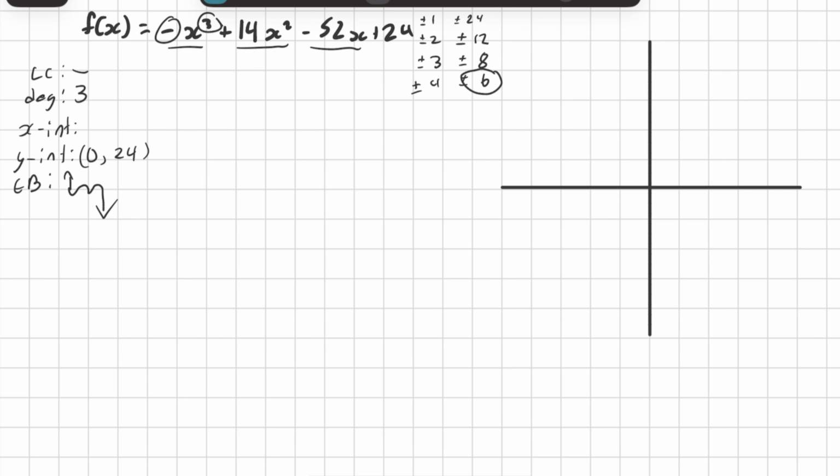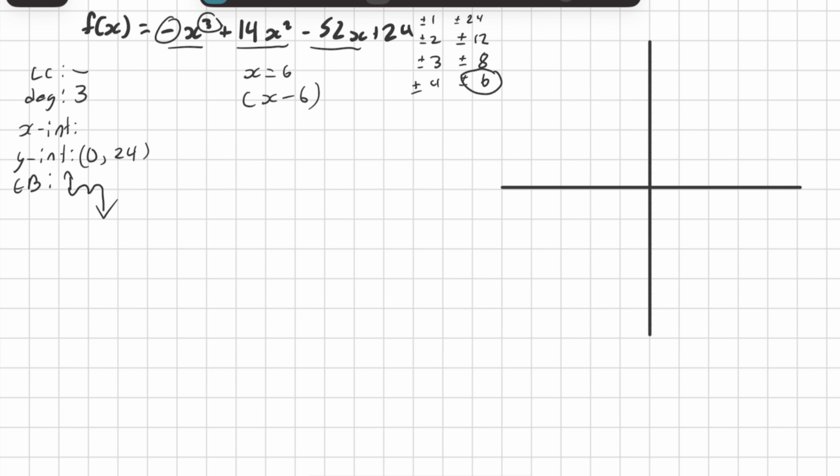So you're going to do 6 cubed. It's 216. Times it by a negative, you get negative 216. Negative 216 plus your 14 times 6 squared, so you're going to get 288. And then you're going to take away 52 times 6. You get negative 24. Negative 24 plus 24 is 0. So yes, it is 6. So we have x equals 6.